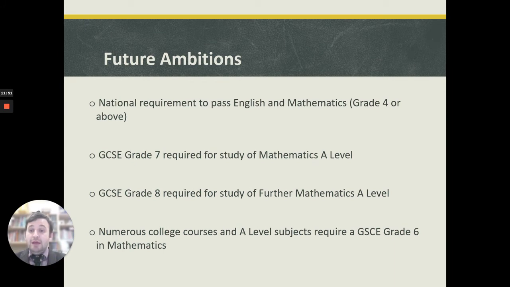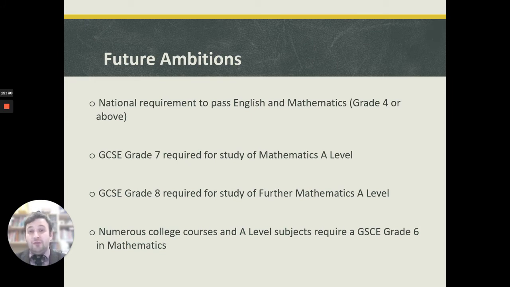So, the national requirement to pass English and Maths is a grade 4 or above, as I've already mentioned. So for future ambitions at St Peter's and at many sixth forms around, we ask for a grade 7 to be able to study A-level Maths, and a grade 8 at GCSE to study further maths because of the complexity of the course and the reliance on the previous knowledge being there. However, numerous college courses and A-level subjects actually require students to get a grade 6 in mathematics. For example, most of the sciences, because of the reliance on mathematics in those courses.